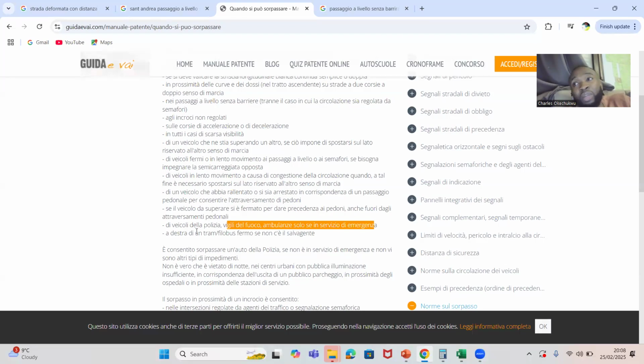They didn't say you should not overtake police in every case. You can overtake police whenever they are not in action, whenever their siren is not on and it's not the flashing lights.